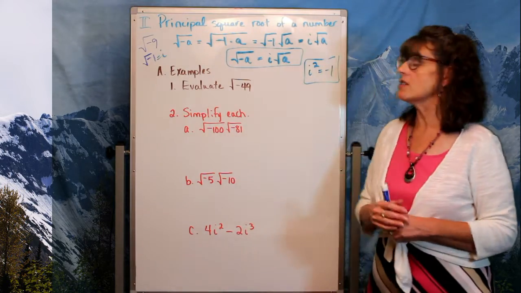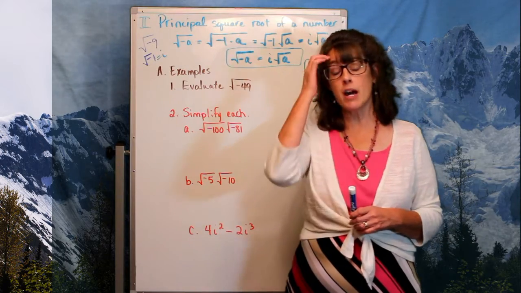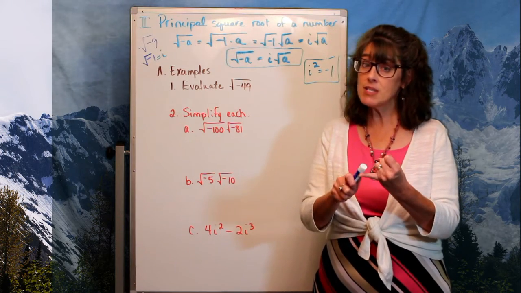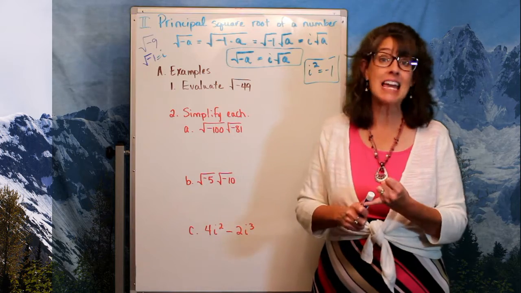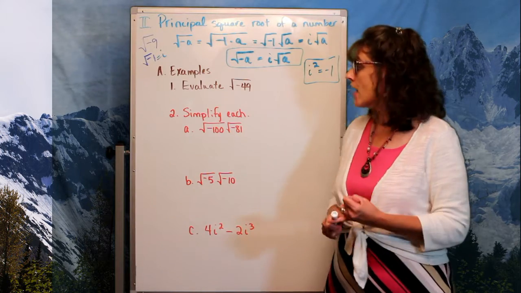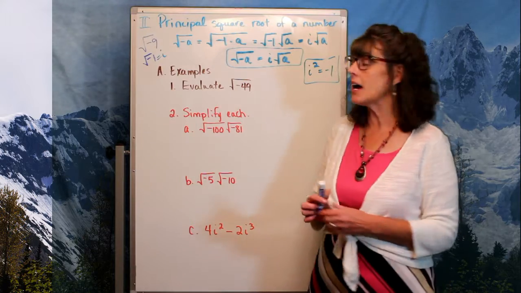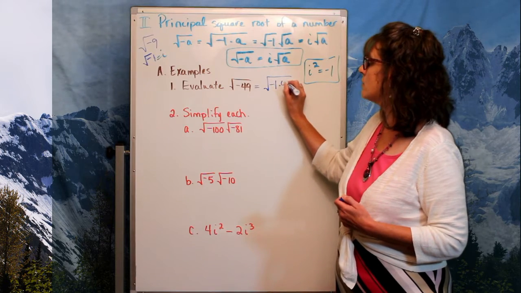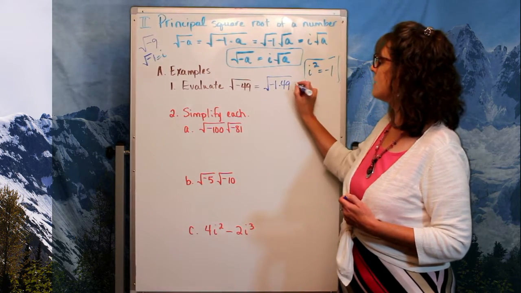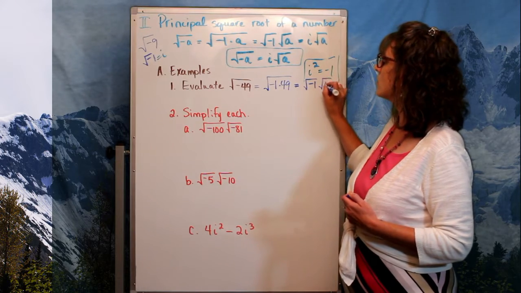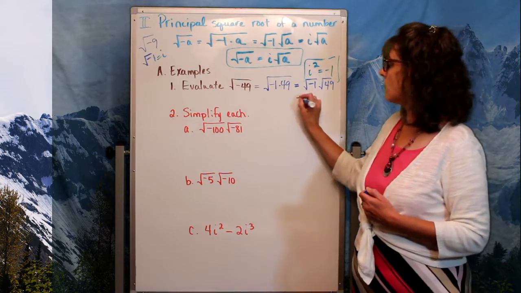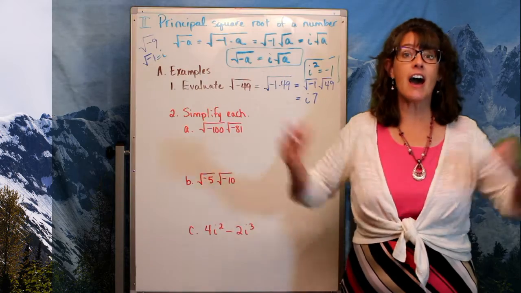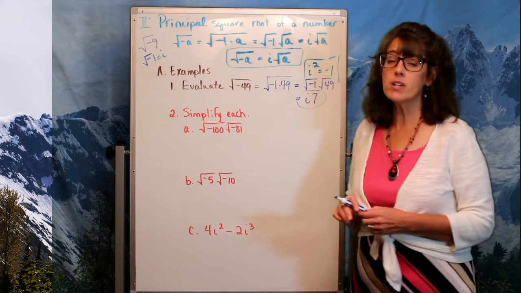Take a look at this first one. It says evaluate negative the square root of negative 49. I'm looking for a number that I can multiply by itself to create a negative 49. But 7 times 7 is 49, and negative 7 times negative 7 is positive 49. There's nothing that I can multiply by itself to create a negative 49. So if I utilize my product rule and say that negative 49 is a negative 1 times 49, I can separate those out into their own individual radicals. I know that the square root of a negative 1 is just an i, and I know that the square root of 49 is a 7, then ta-da, I've got it. Now you may be thinking, hold on a second.